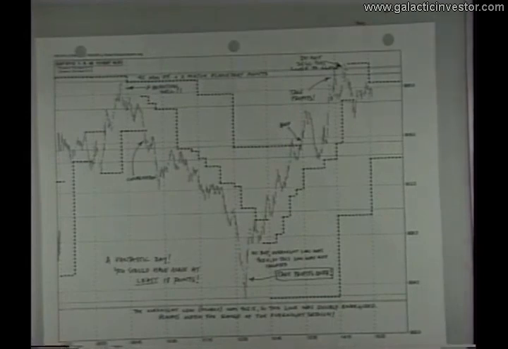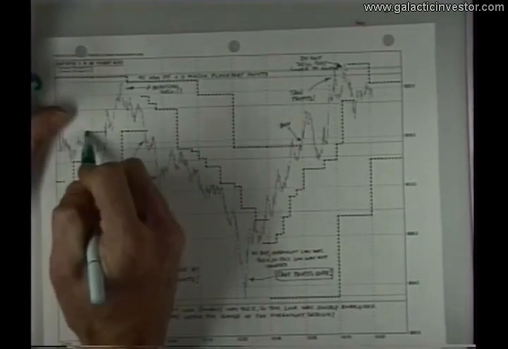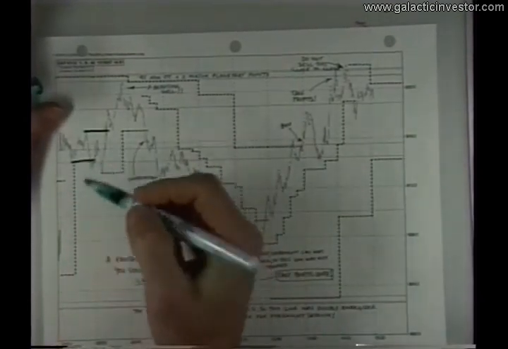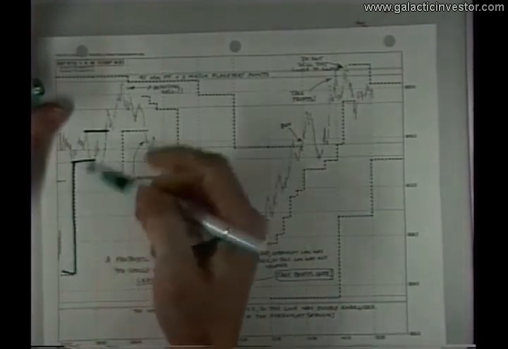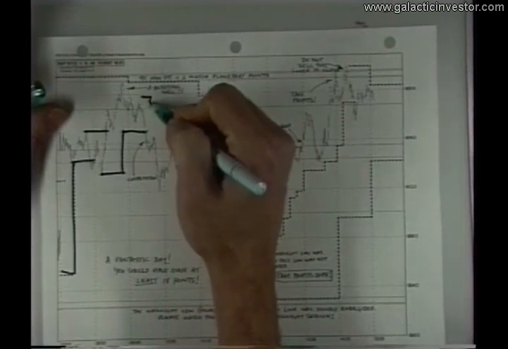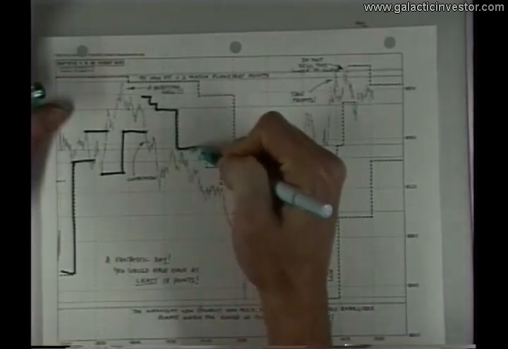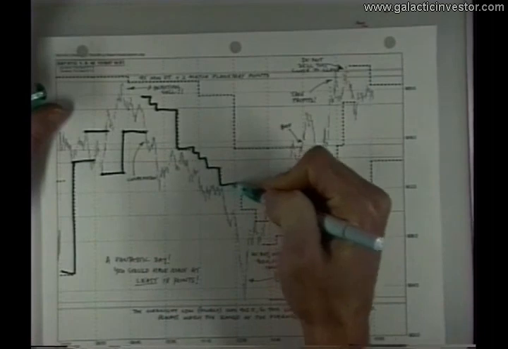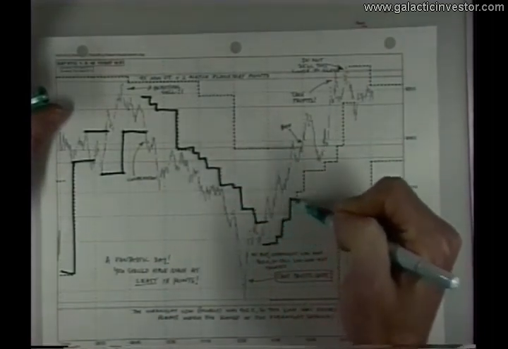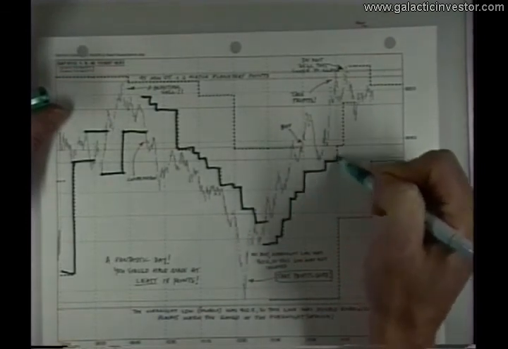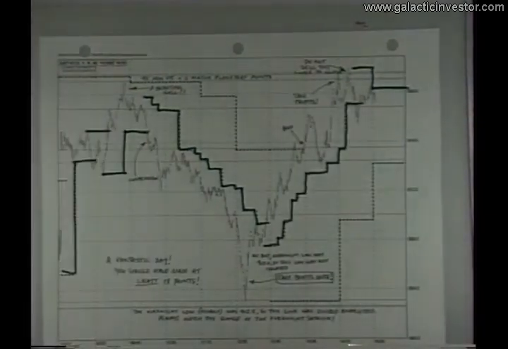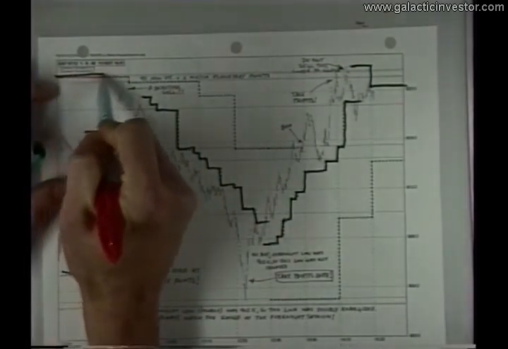Now, just for those of you who might be confused about this, I'm going to mark the 9-minute dynamic trio with this green line. And then our 45-minute dynamic trio, I'm going to mark with this red line.